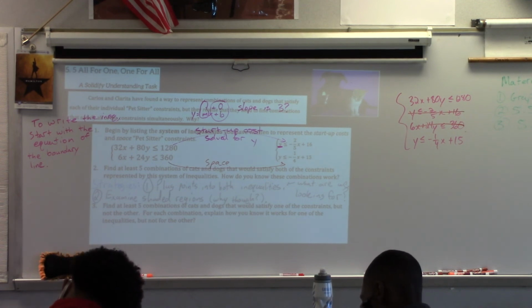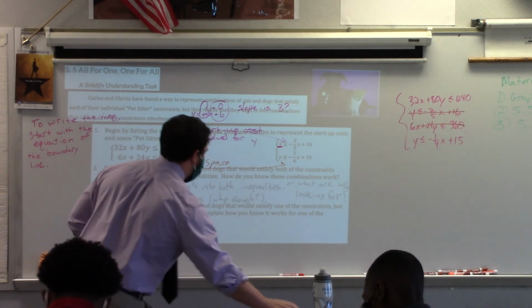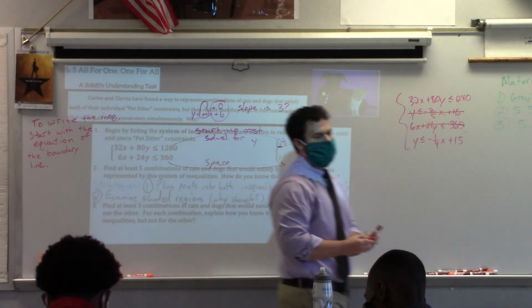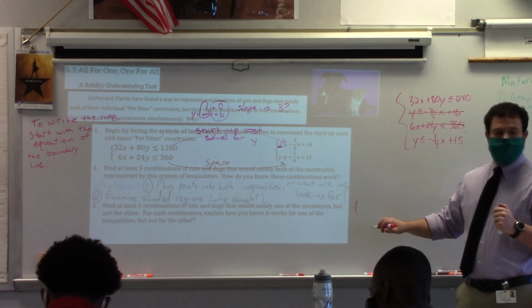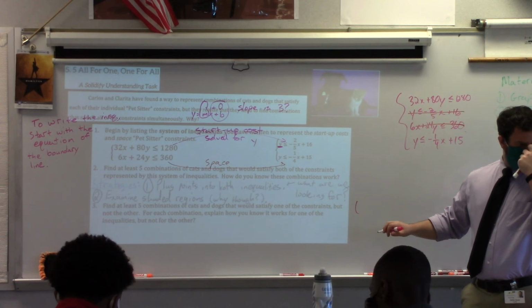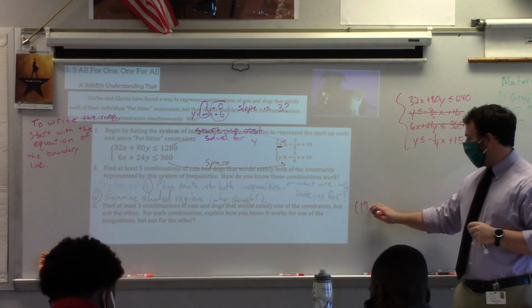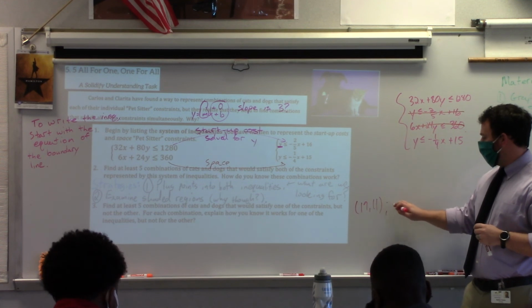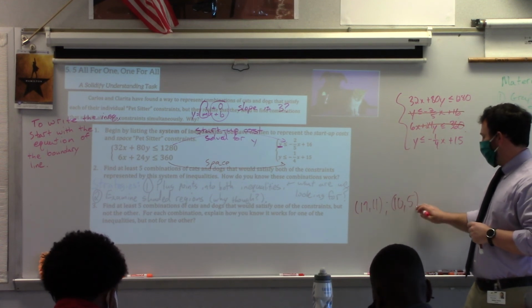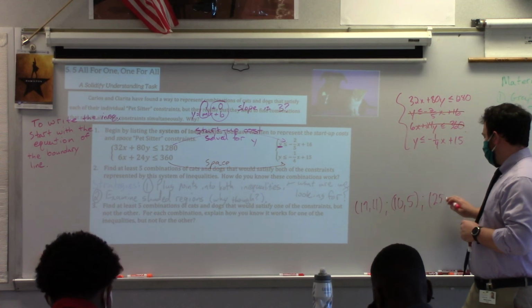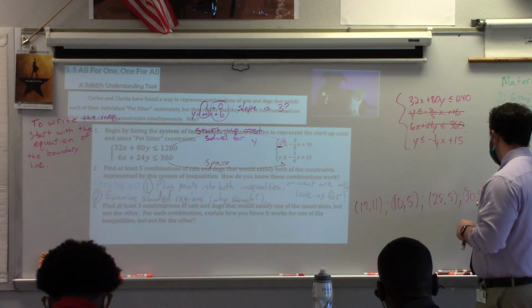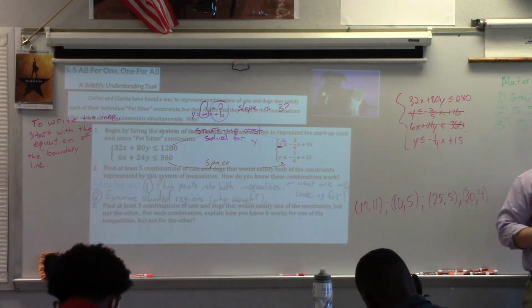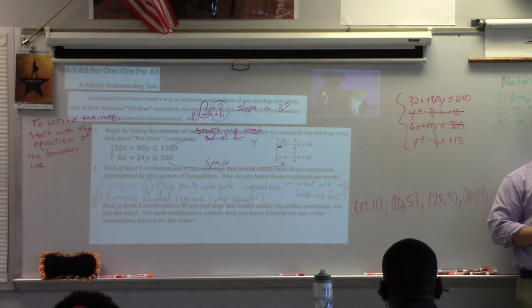So to make sure everyone's on the same page, what were the 5 combinations of cats and dogs that would satisfy one constraint but not the other? What were some of the points y'all had yesterday? 10, 19, 11, 19, 10, 5, 25, 5, 30, 4, 0 and 20. I don't think 0 and 20 works for one but not the other. Check 0 and 20 again.